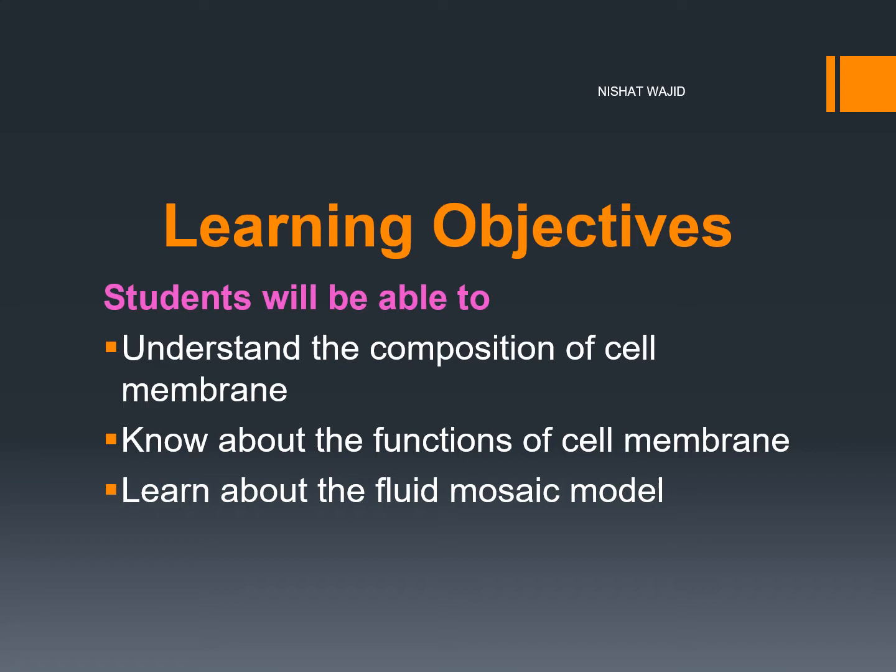Learning objectives of this lesson are: at the end, dear students, you will be able to: Number 1. Understand the composition of cell membrane. Number 2. Know about the functions of cell membrane. And Number 3. Learn about the fluid mosaic model.